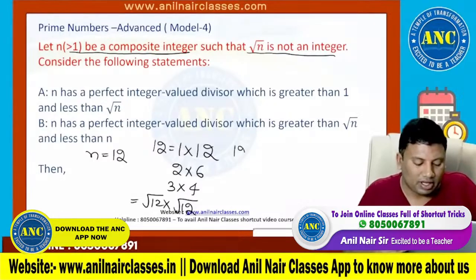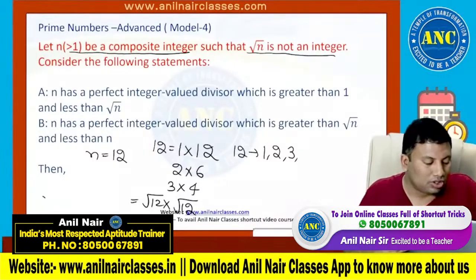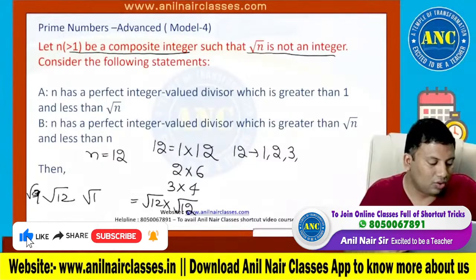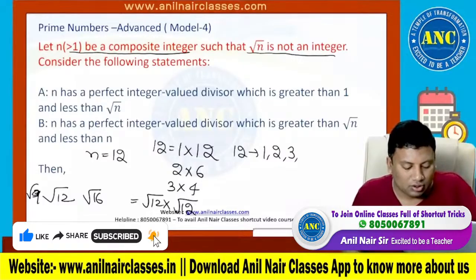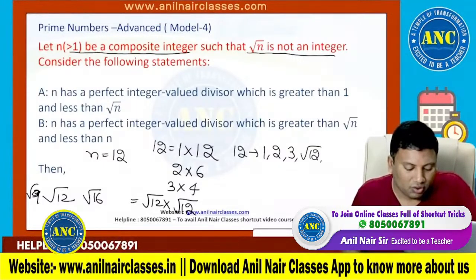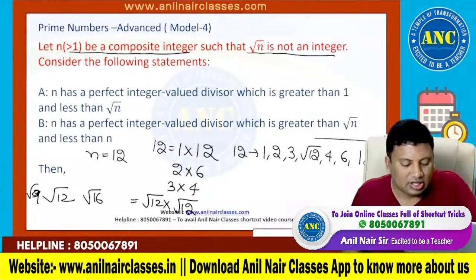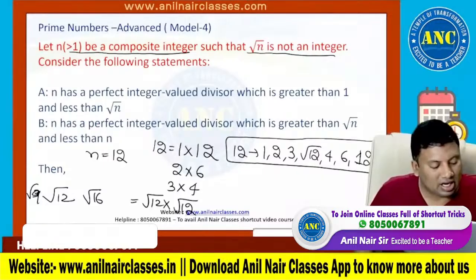So, if I write it like this, 1, 2, 3. Root 12 lies between root 9 and root 16. Root 9 is 3, root 16 is 4. These are nothing but root 12, 4, 6, 12. I am just writing like this because it will be useful in my question. Now n is a composite integer.